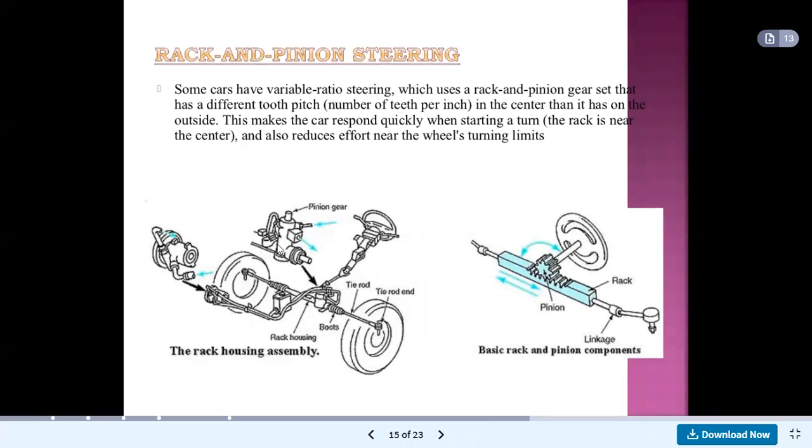If we see this diagram, this is the pinion gear. In this diagram, the tie rod is shown, the tie rod end is available, then the rack housing is available. If we see on the right side, the basic rack and pinion components, this is the steering wheel. The column is attached to the worm, which is connected to the rack. Okay, in this way, the motion takes place. The linkage is moving and is connected to the assembly near the wheel.